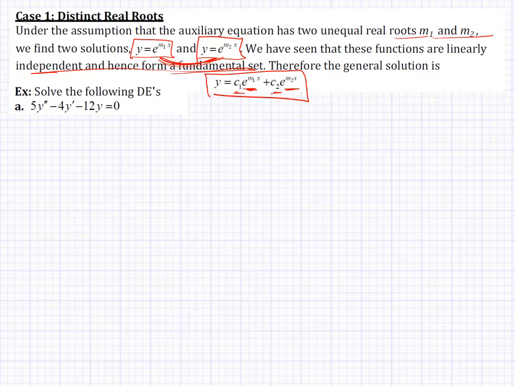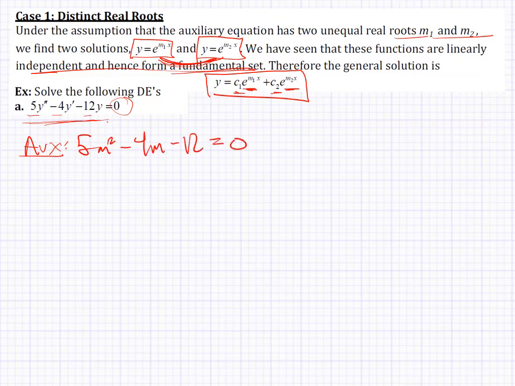And so here's an example of something like this happening. So here's a differential equation. Solve 5y double prime minus 4y prime minus 12y equals 0. Notice, this is linear, homogeneous, with constant coefficients. So what we're going to first do is solve our auxiliary equation, which would be 5m squared minus 4m minus 12 equals 0.